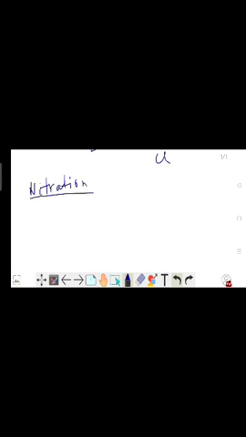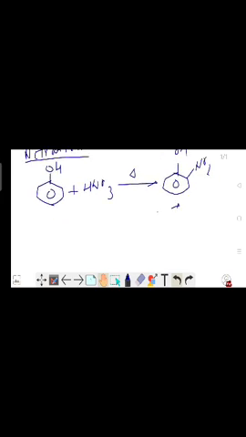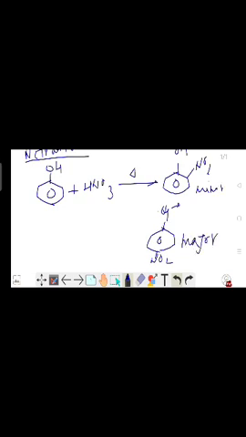Actually, nitration occurs in the presence of nitric acid. So when phenol reacts with nitric acid at ordinary temperature, then it produces two products, that is orthonitrophenol and paranitrophenol. Again, orthonitrophenol acts as a minor product and paranitrophenol acts as a major product.